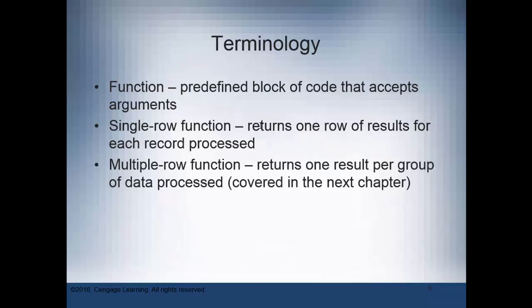In Chapter 10, we're going to talk about single row functions, which look at one row of data and return one row of results. If it looks at 2 rows of data, it returns 2 results. It returns 1 result for each record processed. In Chapter 11, we'll discuss multiple row functions, where the function will look at multiple records, a group of records, process that group of records, and return 1 result.